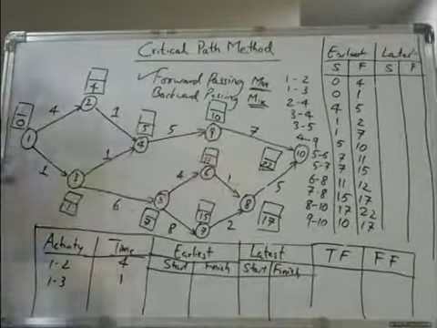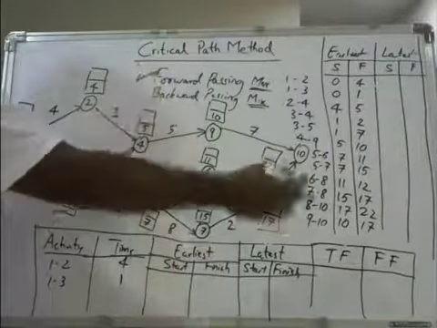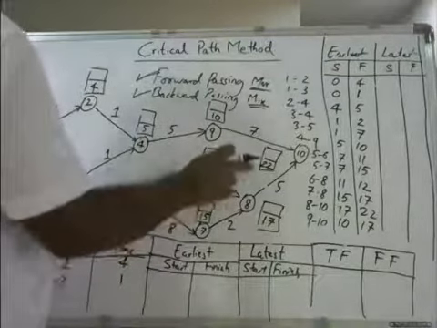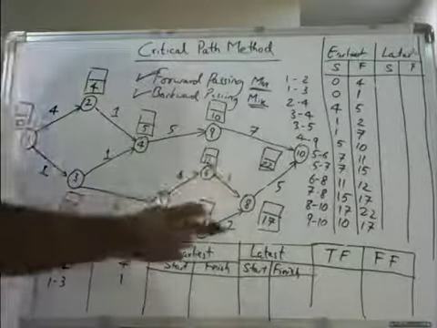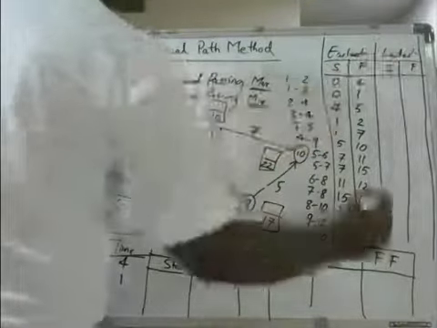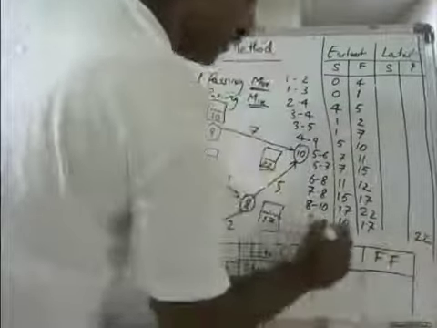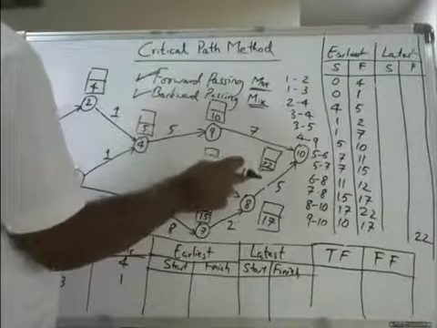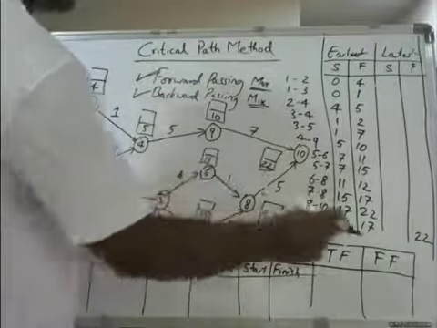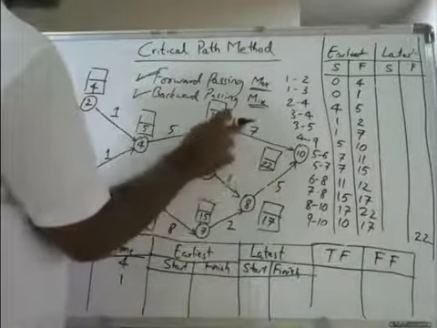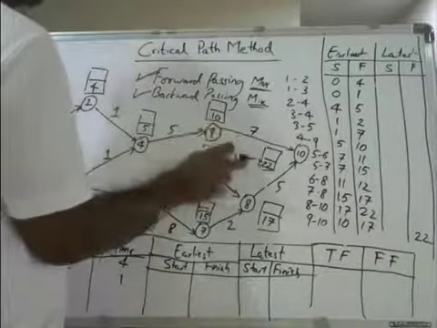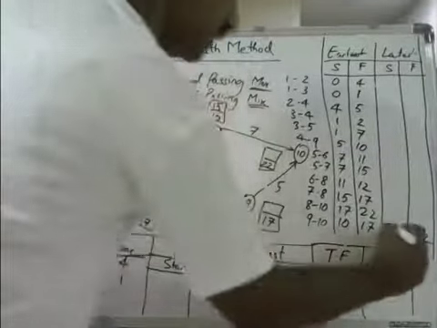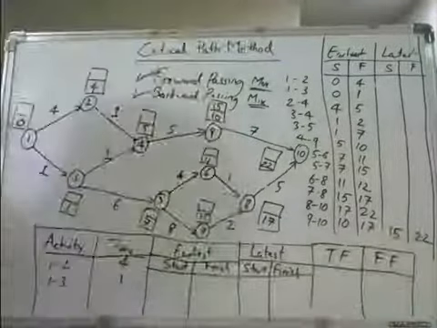We'll do backward passing now. We have done the forward passing. How to do backward passing? First, you got the last figure as 22. Now, in the latest finish time, you can write 22 here for 9 to 10. From 9 to 10, from 22, if you go backwards, what will be the start time? 22 minus 7 is 15. You will write here 15.